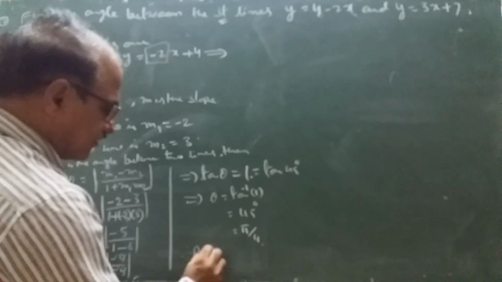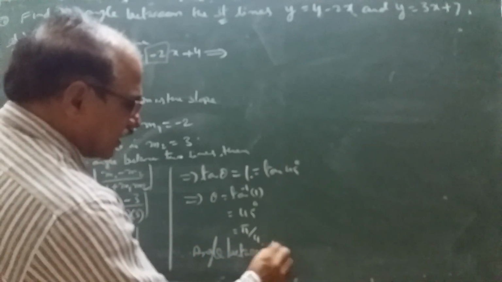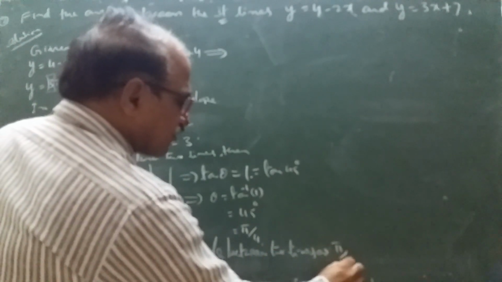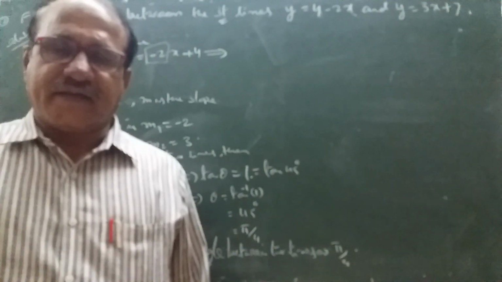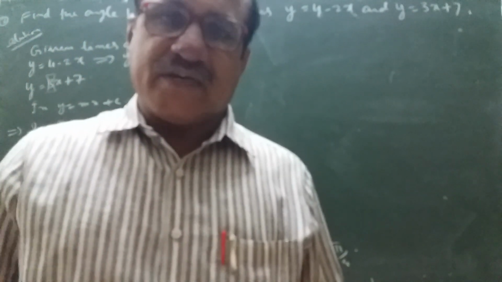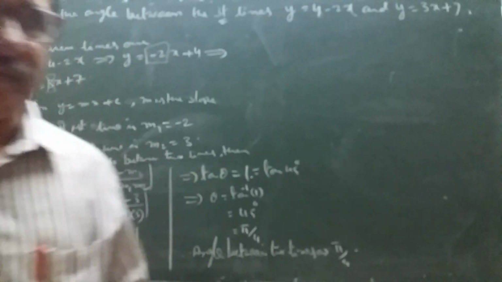Therefore, the angle between the two lines is pi by 4. In this way, we can find the angle between two straight lines for any given lines. Okay. Now we can take one small problem also.